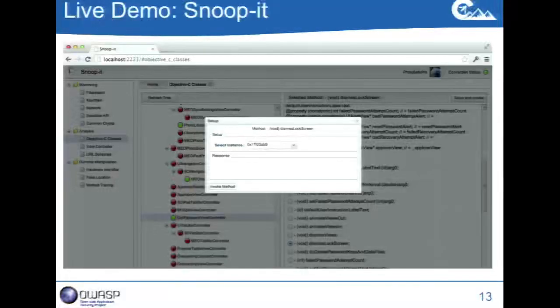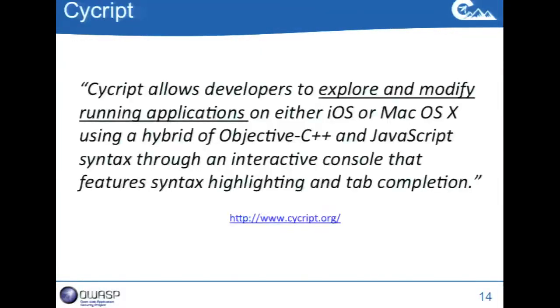So that's Snoopit. So Cycrypt. So this one's more of a command line debugger. Again, with both Cycrypt and Snoopit, you need a jailbroken device. It has to be a device that will not work on the simulator. And I wouldn't recommend testing any iOS apps on the simulator for good reasons. But Cycrypt allows developers to really explore, just like Snoopit, but they can do it with a command line.